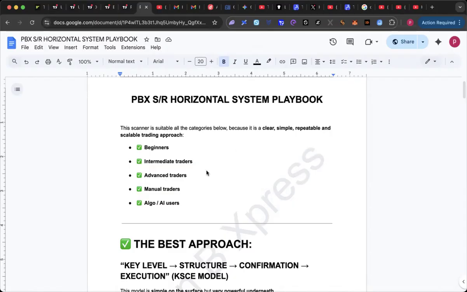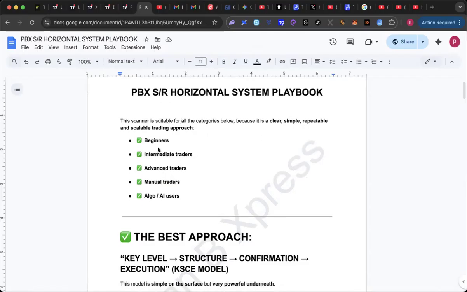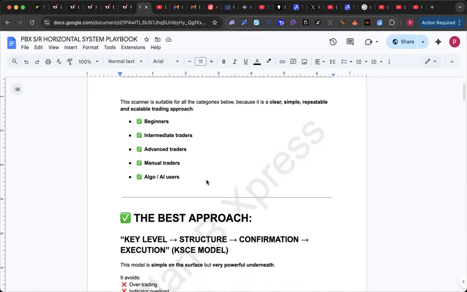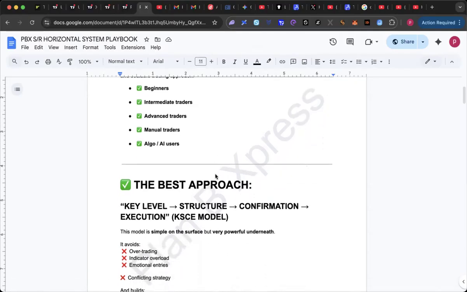So now quickly look at it. So we'll say this channel is suitable for all categories below, because it is a clear, simple, repeatable, and scalable trading approach. So it's good for beginners, intermediate traders, advanced traders, manual traders, algo and AI users, and all of that.